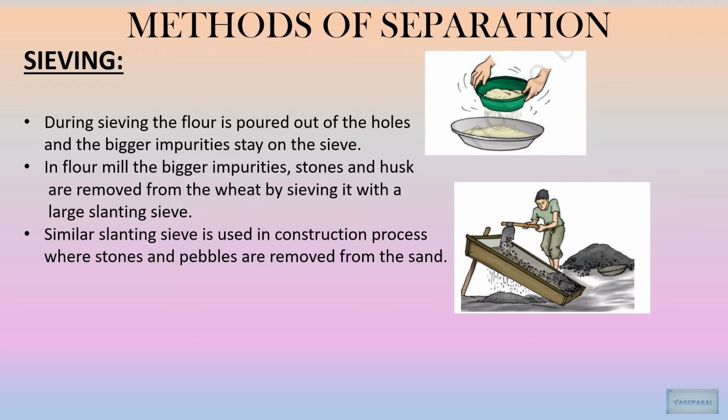The next method of separation is called sieving. During sieving, the flour is poured on the sieve and passes through the holes onto a plate, where big impurities stay on the sieve itself. In a flour mill, big impurities, stones and husk are removed from the wheat by sieving it with a large slanting sieve. A similar slanting sieve is used in construction, like the one shown in the picture, where stones and pebbles are removed from the smooth sand.